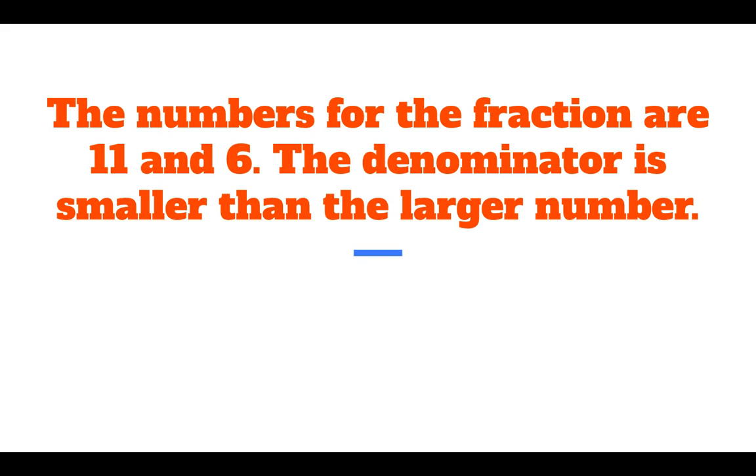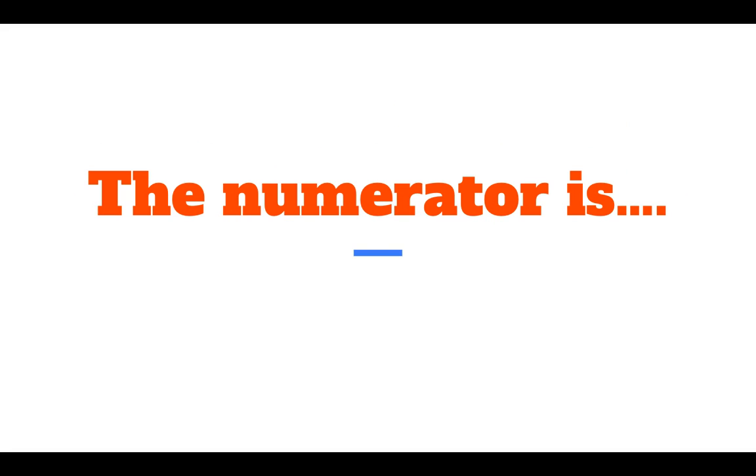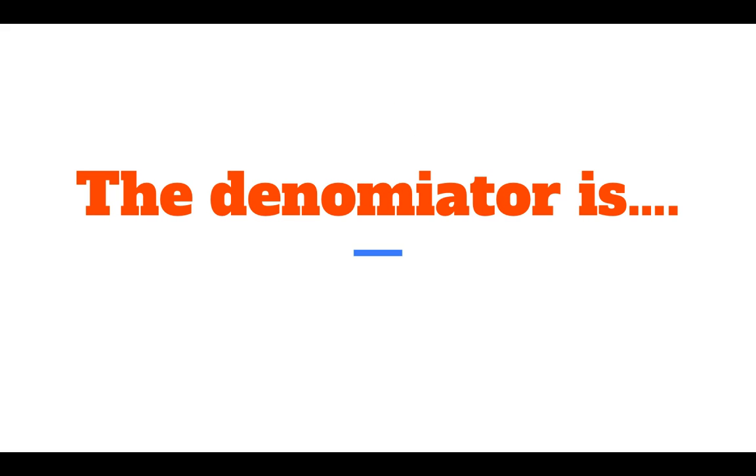The numbers for the fraction are 11 and 6. The denominator is smaller than the larger number. I think I'm going to write this. The denominator is smaller than the larger number. I mean, that's true. So which one of these numbers is going to be the numerator? That's going to be 11. So the denominator is going to be 6. So the fraction is going to be 11 over 6. And that is a fraction.